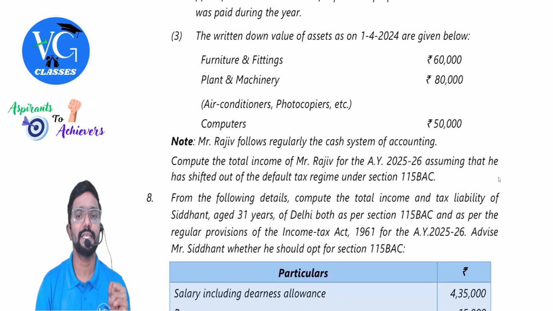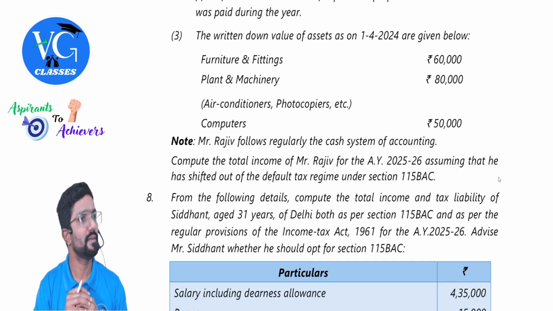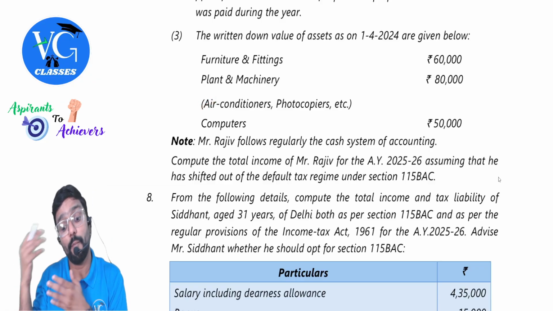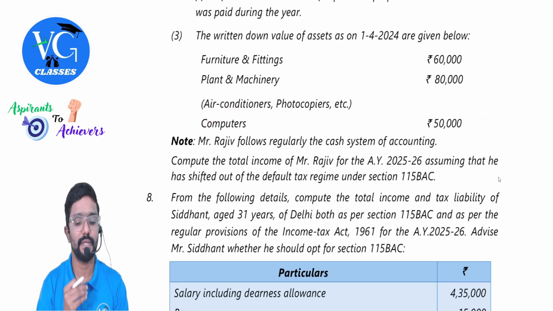The written down value of the assets as on 1st April 2024 are given below. Furniture and fittings 60,000, 10% depreciation. Plant and machinery 80,000, 15%. Air conditioner, photocopiers, etc., 15%. Computers 50,000, 40% depreciation.